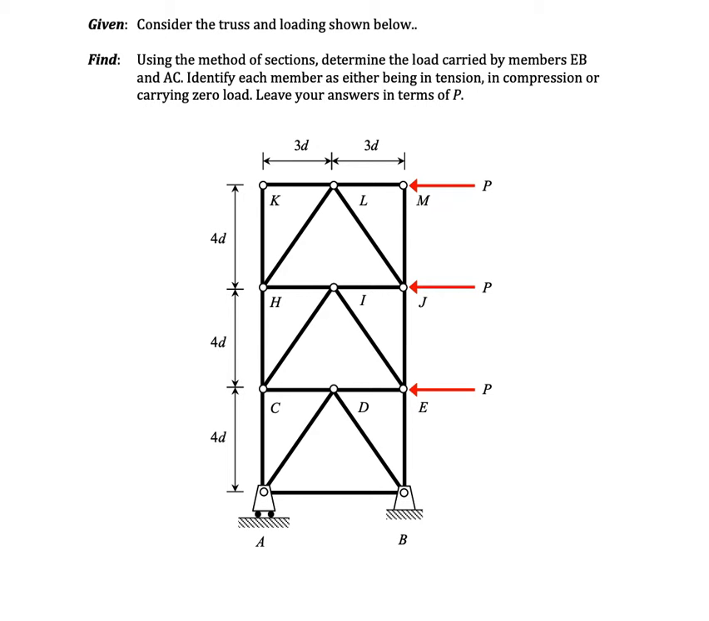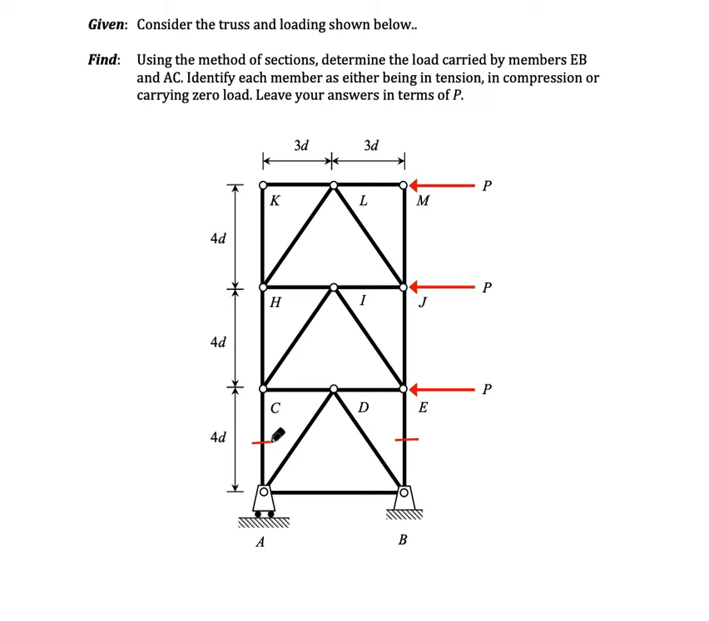The truss that we're looking at here is supported by a roller at A and a pin joint at B. It carries loads P at M, J, and E. As a result of those three loads, we want to know the load that's carried by members BE and AC. We're allowed to use the method of sections.